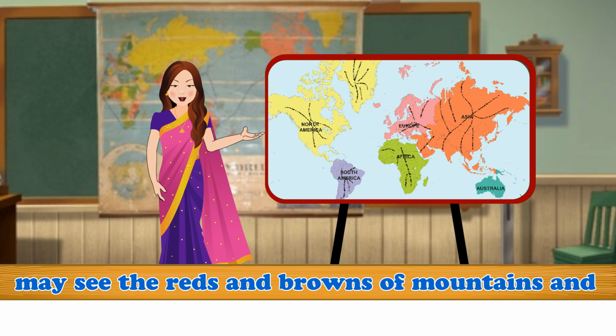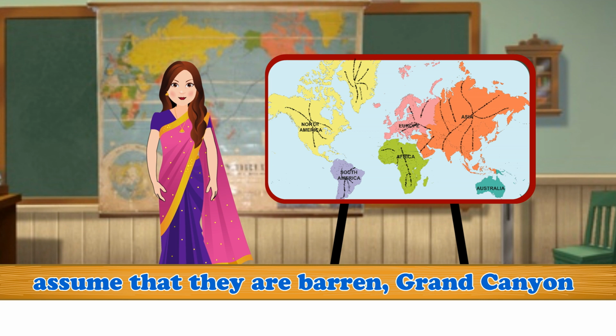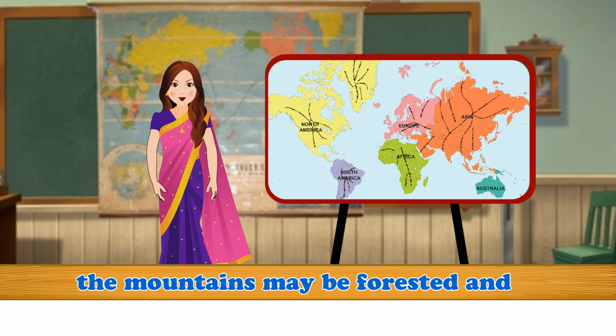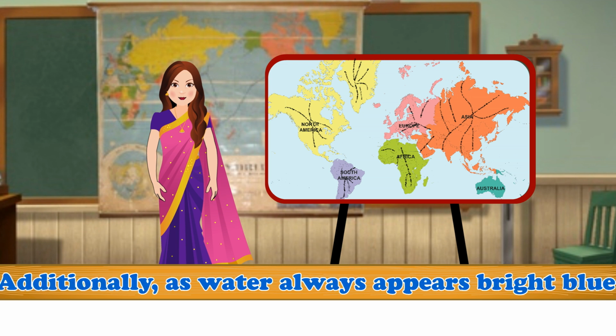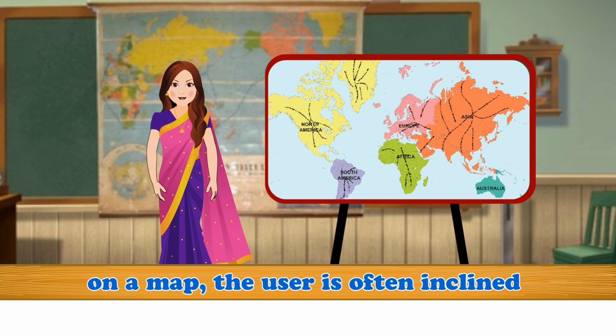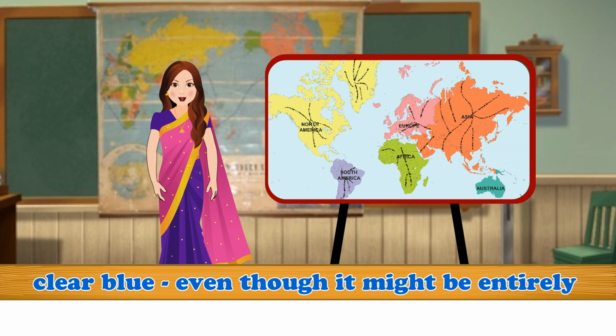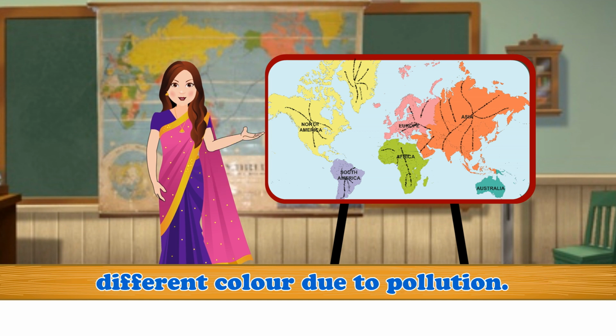Also, people may see the reds and browns of mountains and assume that they are barren, Grand Canyon-type landscapes of desolation, but the mountains may be forested and covered in brush. Additionally, as water always appears bright blue on a map, the user is often inclined to visualize any water on a map as pristine and clear blue, even though it might be an entirely different color due to pollution.